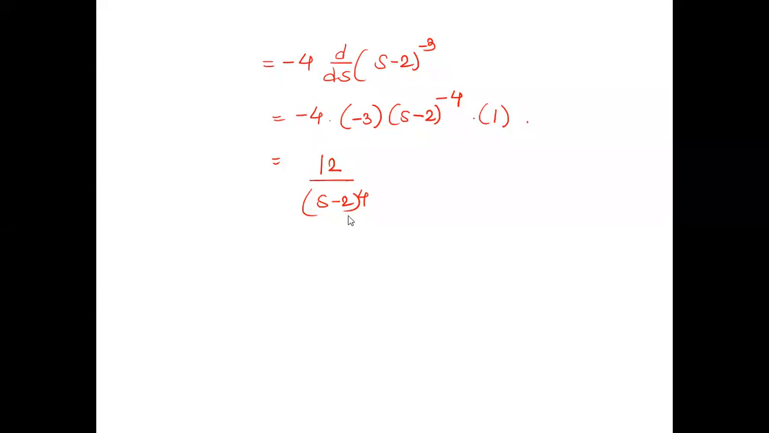Okay, so this is 12 upon (s minus 2) raised to 4. Is that correct? And is that clear? This is the answer. Is there any doubt? No, ma'am. Okay. Can I go to the next question? Yes, sure. Write the question and try to solve, please.